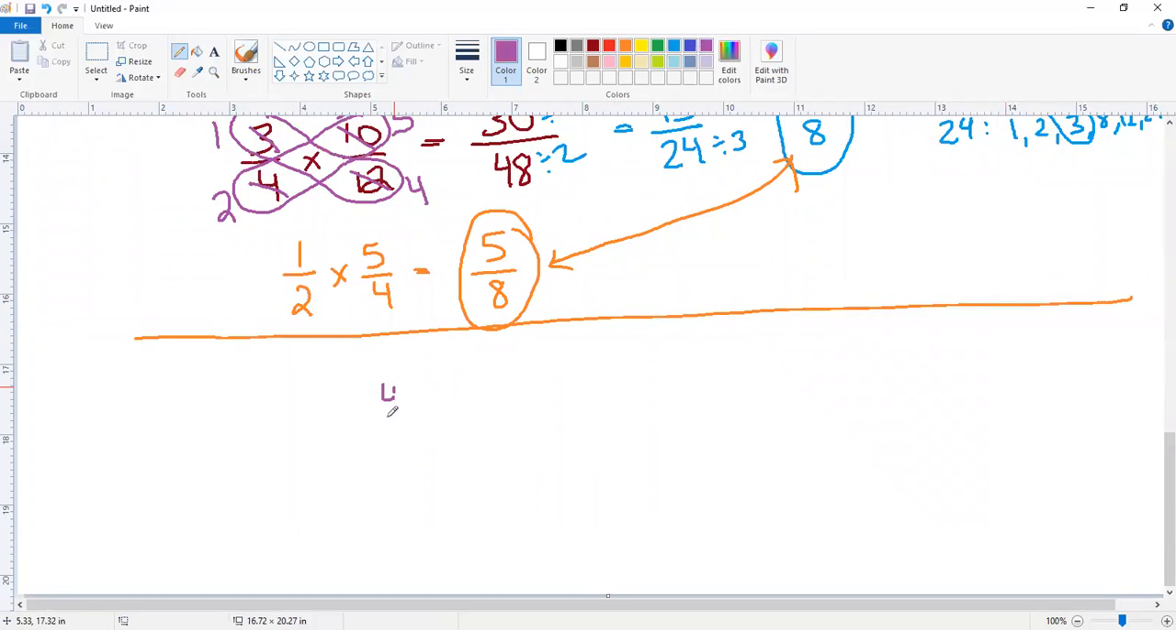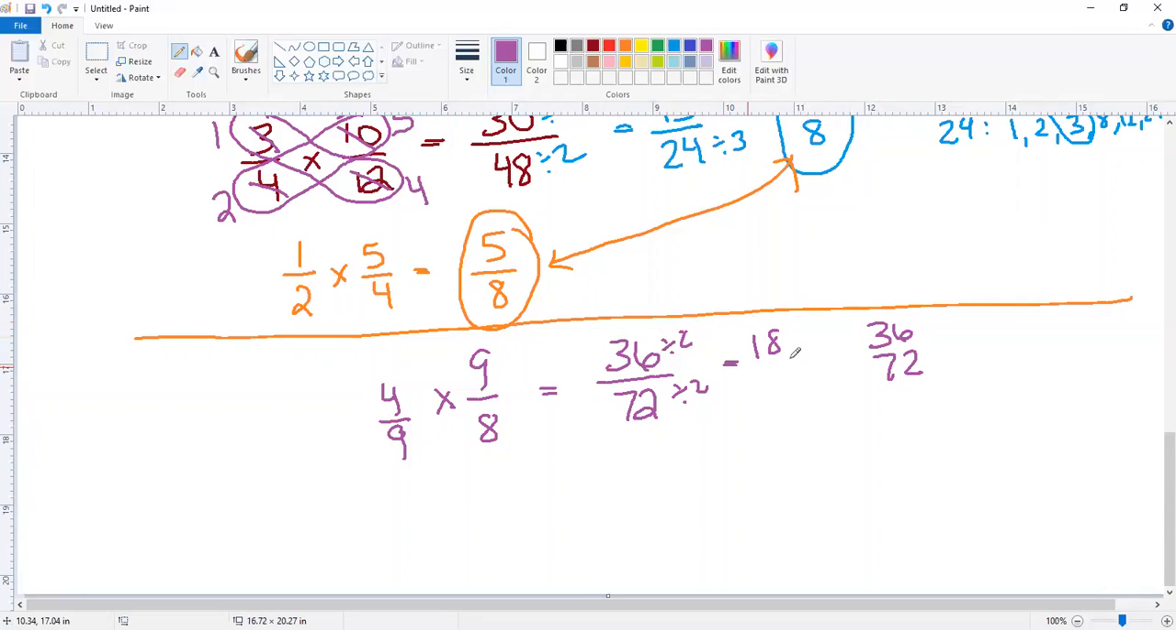We have 4 over 9 times 9 over 8. So 4 times 9, 36. 9 times 8 is 72. Ooh, now we gotta find factors of 36 and 72, except I know they're even numbers. So I'm gonna bring them down by 2 first. 36 divided by 2 is 18. 72 divided by 2 is 36.